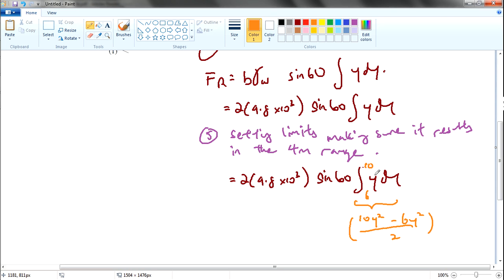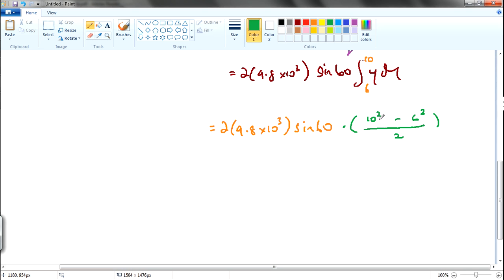When we integrate, this is half y square. So half y square, when you sub it in, it shouldn't be 10 y square. Hold on, it should be 10 square minus 6 square over 2. Because if you were to integrate y, you will have half y square, right? So you just sub in your y, in this case it's 10. So I think you know what I mean.